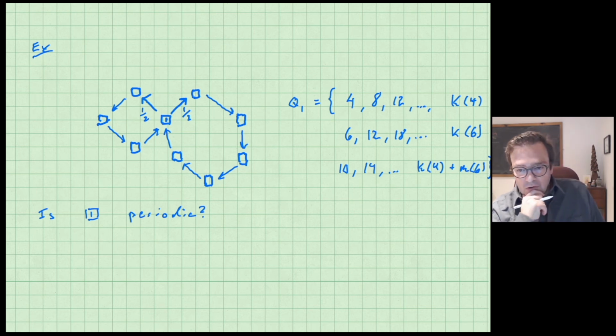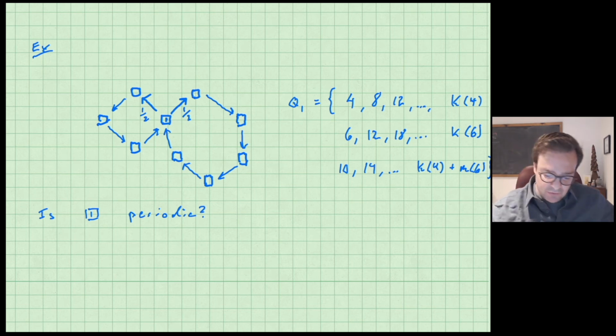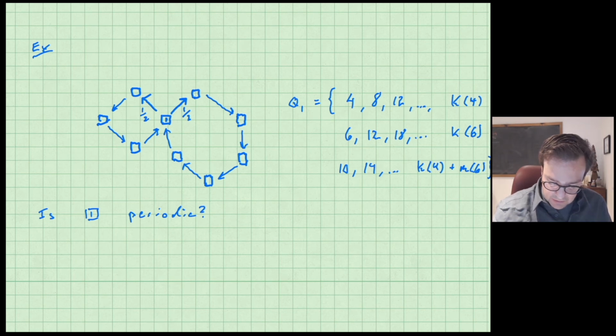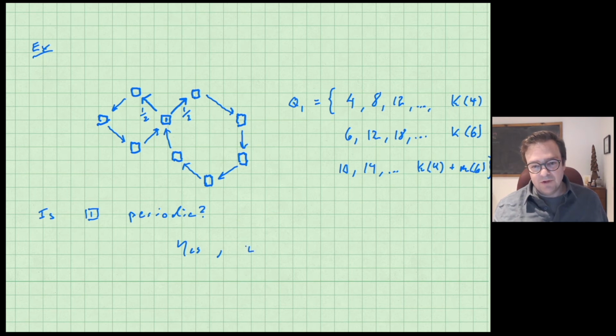So are all those numbers multiples of any other number? Well, clearly they're all even, right? So 2 is one that works, but is there something else? A next natural choice would be 4, but that doesn't work because 4 doesn't divide 6. So I think it's 2, right? So state 1 is periodic, so the answer is yes, and tau is equal to 2. Right? So that's how this works.